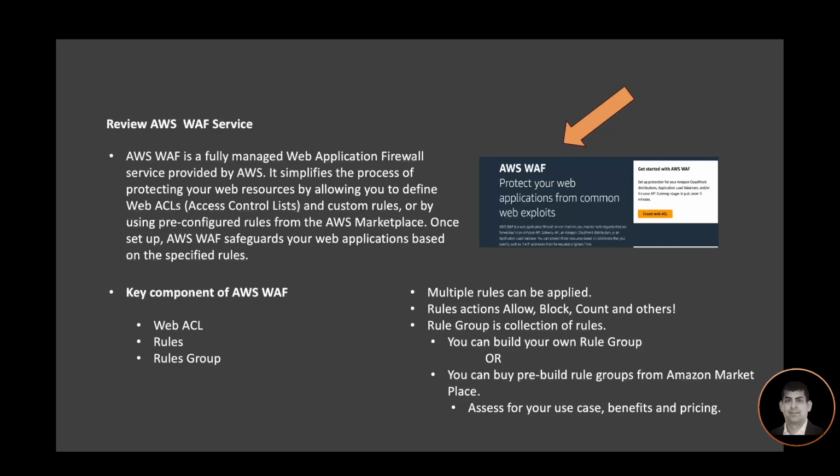The key components of WAF are web ACL, rules, and rule groups. Now, multiple rules can be applied and the priority of those rules can be adjusted if you have multiple rules. Rule action can be allow, block, count, and a few others. A rule group is a collection of rules. We can build our own rule group or we can buy a pre-built rule group from AWS Marketplace. Now, of course, if we're buying a pre-built group, there is a cost associated with that. Nothing is free. So in this case, assess for your use case, benefit, and pricing.